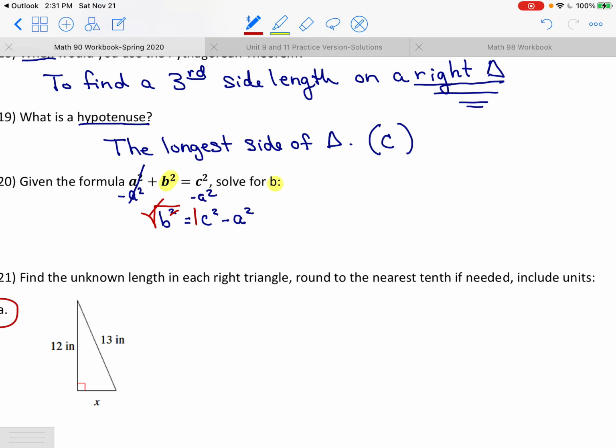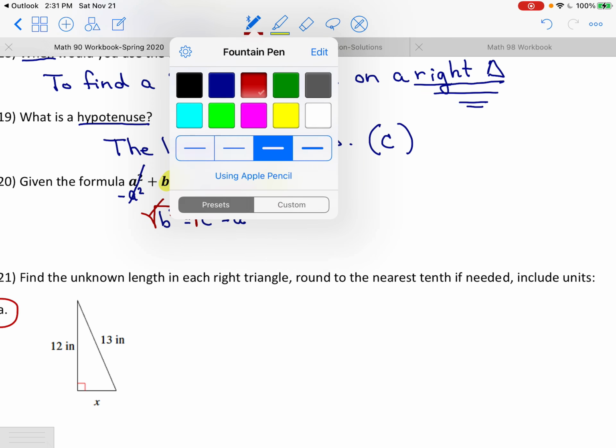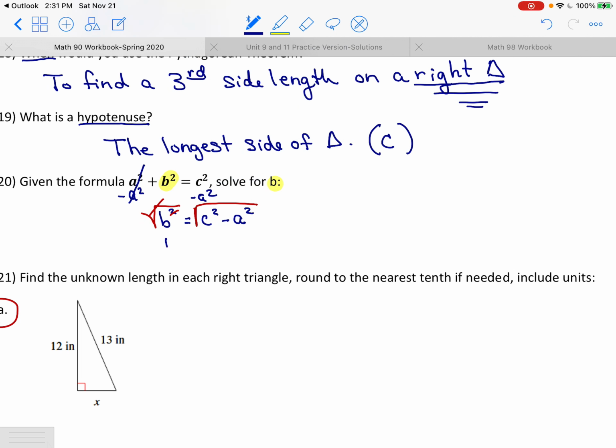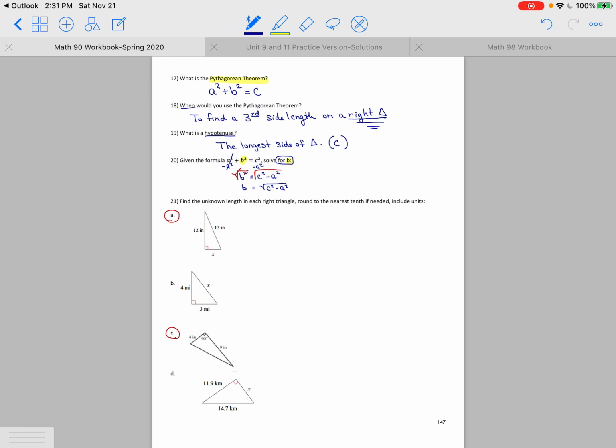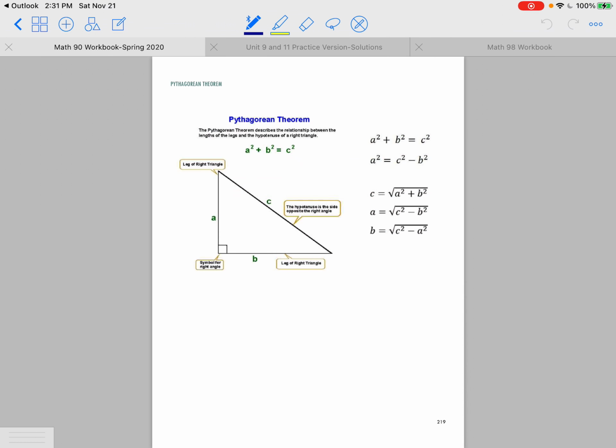But like the other properties of equality, if we square root one side, we have to square root the other side. That's good. This is going to leave us the b, which we are trying to solve for. Remember, they're wanting us to solve for b here. So b is equal to the square root of c squared, which is the hypotenuse squared, minus one of the legs squared. Let's go to a diagram so we can kind of see what all that means.